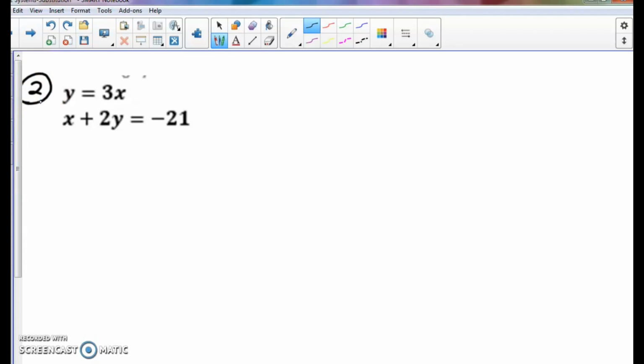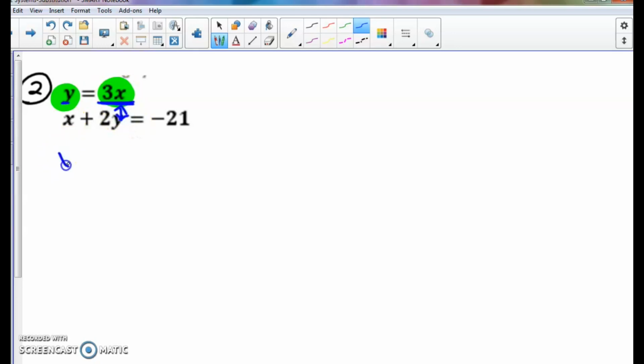Remember, step 1 is to make sure we have one equation solved for one variable. And we do. If we look here, we have y is isolated. So y is alone on the left side here, and y equals 3x. So step 2 now says that I can replace the value for y, 3x, into the other equation. So I'm going to replace this y with 3x and substitute 3x into this y.